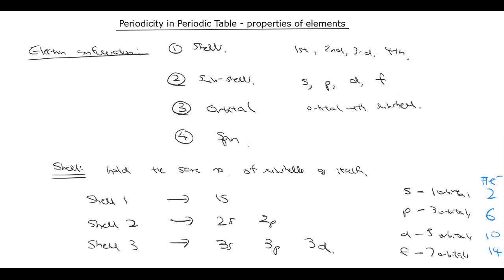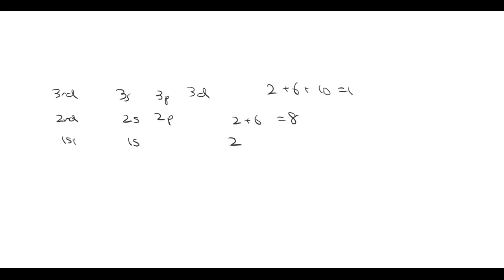What that means is your first shell has 1s only, so it can hold 2 electrons only. Your second shell has a 2s, then 2p, giving you 2 plus 6, which is 8. Your third shell has 3s, 3p, and 3d, giving you a total of 2 plus 6 plus 10, which is 18.